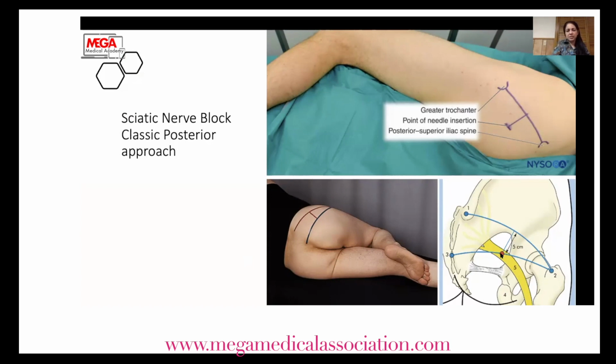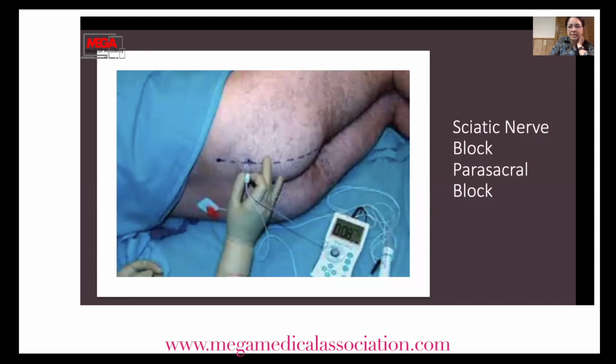You put your needle, and it's best done with a nerve stimulator because it's a deep block, and if you have an obese patient, it's going to be very challenging. So you use the nerve stimulator. If you have an ultrasound, a curvilinear probe would be great, but even with ultrasound, it's not easy to see. Another technique is the parasacral nerve block. It's more superficial than before and gives you more coverage of the sciatic nerve.